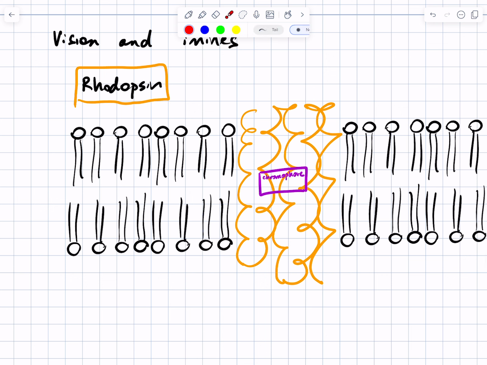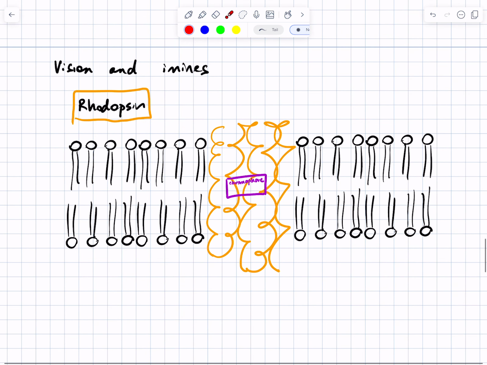And when it absorbs light, it causes a change in the shape of the protein, and that allows a signal to get inside the cell. In this case, ions get from outside the cell to inside the cell. That causes a change in what's called membrane potential. That turns into an electrical signal in the optic nerve, and that tells your brain that you just saw light.